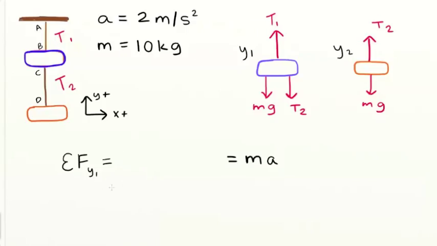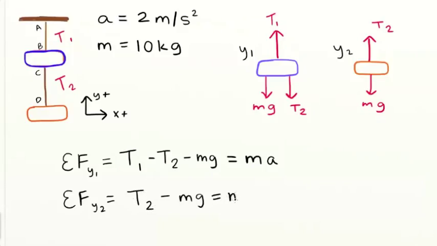And I'm going to call the first block y1 and the second block y2. So for block 1, we have tension 1 minus tension 2 minus the weight is equal to mass times acceleration. And for the forces with the second block, we have tension 2 minus the weight equals mass times acceleration.